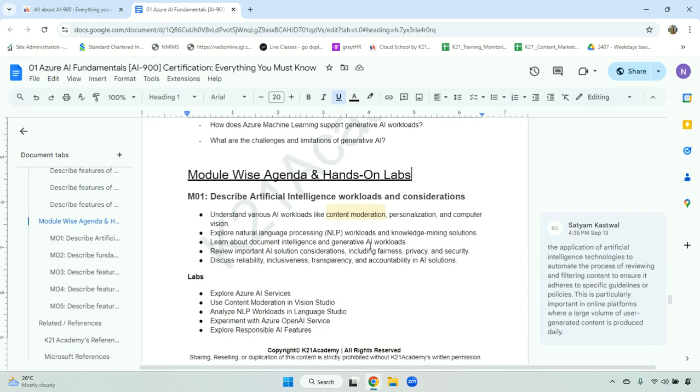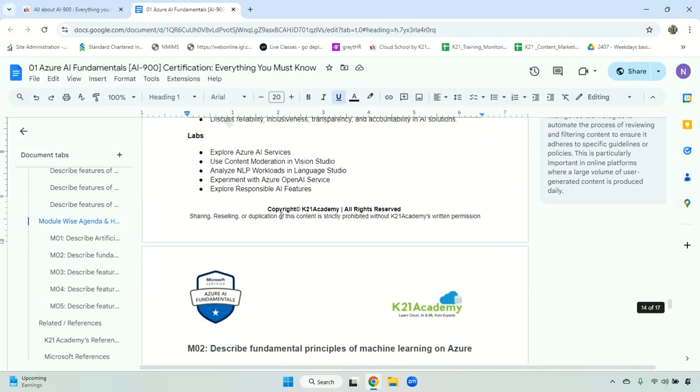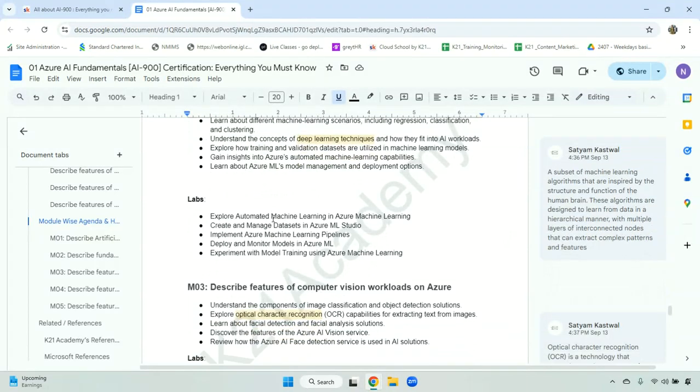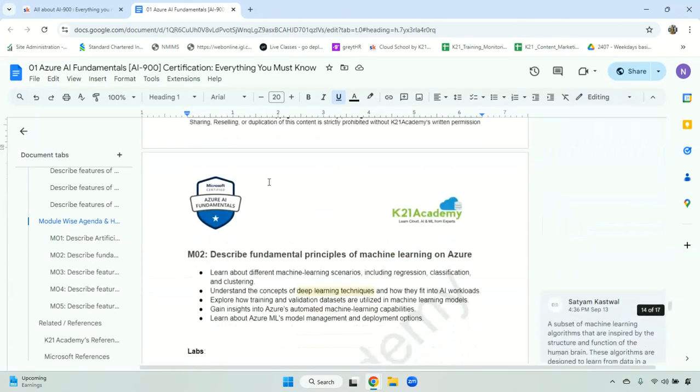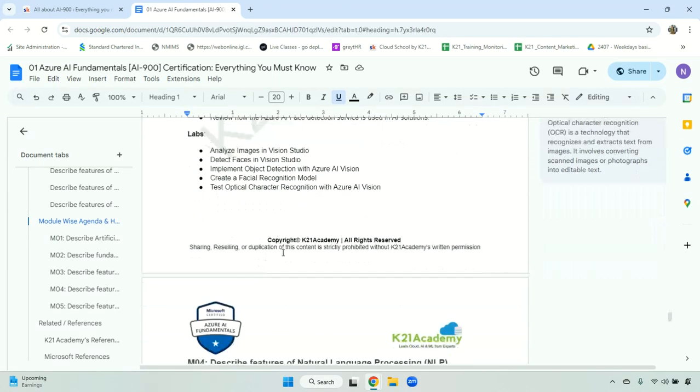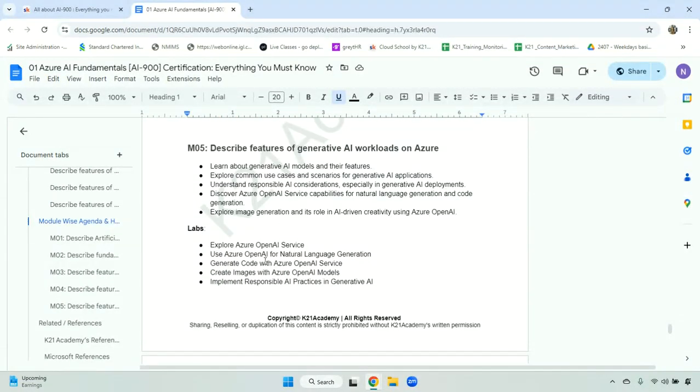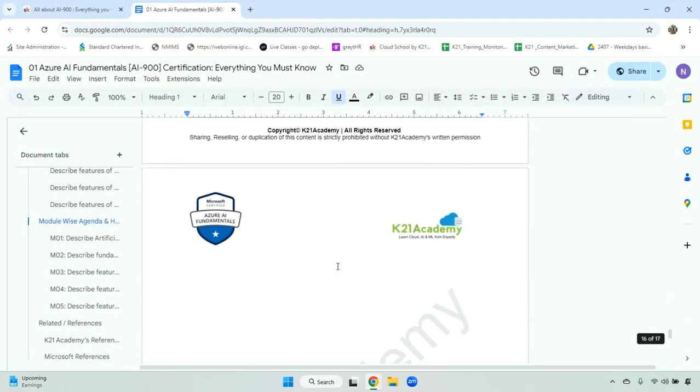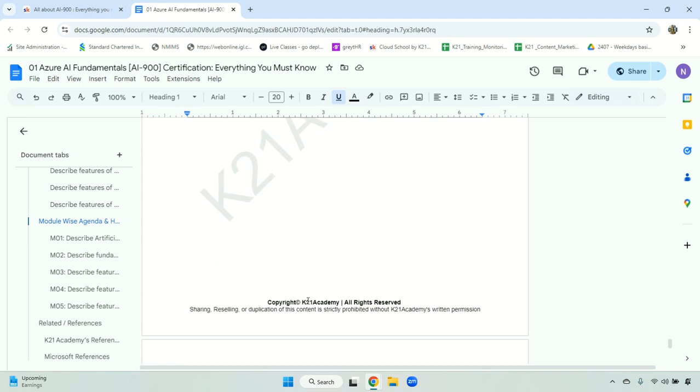If I scroll further down, we can also find the module wise agenda and hands-on labs. This is specifically for AI 900 I'm talking about, and you can find all the related module wise agenda, and in a particular module what are the associated labs with it. We have also included all the information about those things over here, starting from module 1, then module 2, module 3, module 4 and module 5. We have included all those things in this particular document.